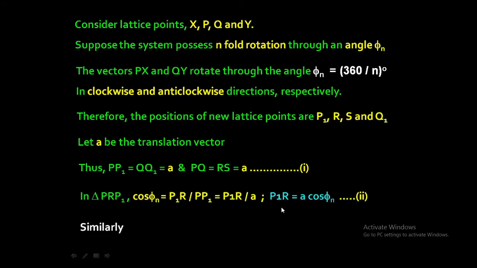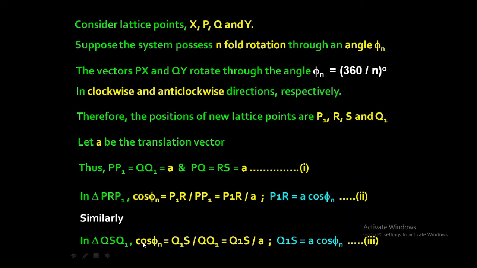Similarly, in triangle QSQ1, cos phi n is equal to Q1S divided by QQ1, Q1S divided by A. QQ1 means A, so Q1S is nothing but A cos phi n. So we have found out P1R is A cos phi n and Q1S is also A cos phi n.